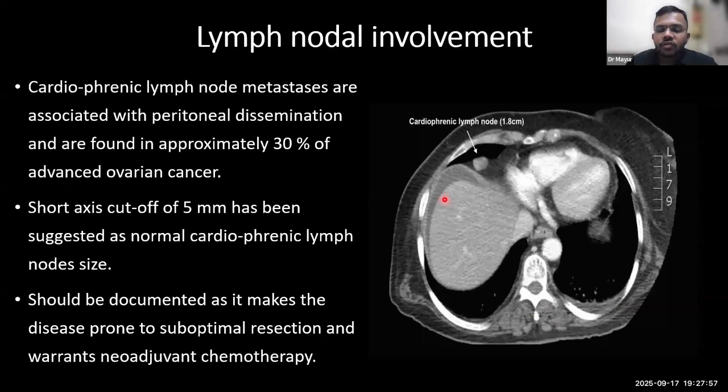Another important group of lymph nodes are the cardiophrenic group of lymph nodes. These are seen in advanced ovarian tumors and diseases with peritoneal dissemination in up to 30% of cases. A short axis cutoff of 5 mm is significant. Anything above 5 mm is significant and should be reported on the radiology reports because this would make the disease prone to suboptimal resection and would warrant neoadjuvant chemotherapy.